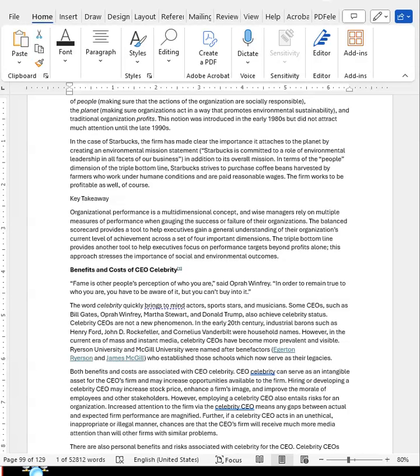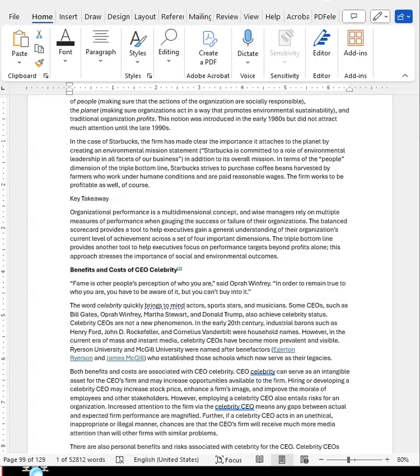Benefits and costs of CEO celebrity. 1. "Fame is other people's perception of who you are," said Oprah Winfrey. "In order to remain true to who you are, you have to be aware of it, but you can't buy into it." The word celebrity quickly brings to mind actors, sports stars, and musicians. Some CEOs, such as Bill Gates, Oprah Winfrey, Martha Stewart, and Donald Trump, also achieve celebrity status.